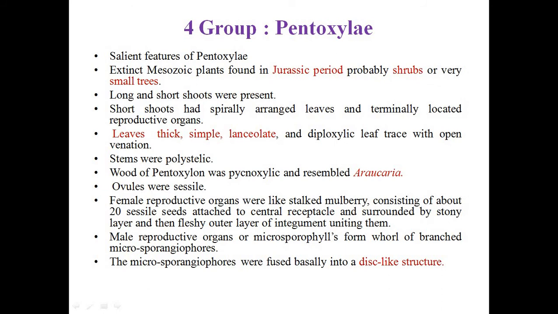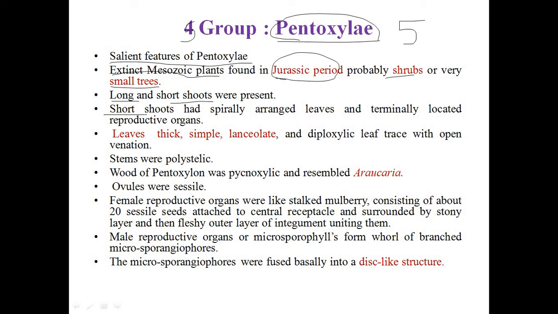And last but not the least, the fifth group is Pentoxylales. Pento means 5, and the name is given because of the 5 rings. Let's have a look at the salient features of order Pentoxylales. These are again extinct Mesozoic plants and dominant in the Jurassic period. They might be shrubs or small trees, along with long and short shoots.